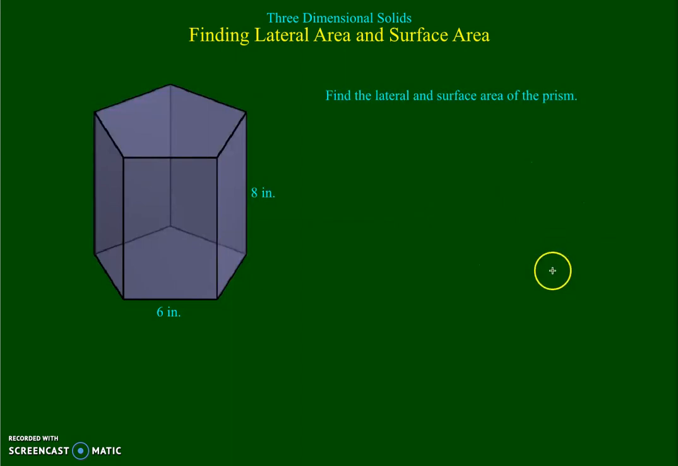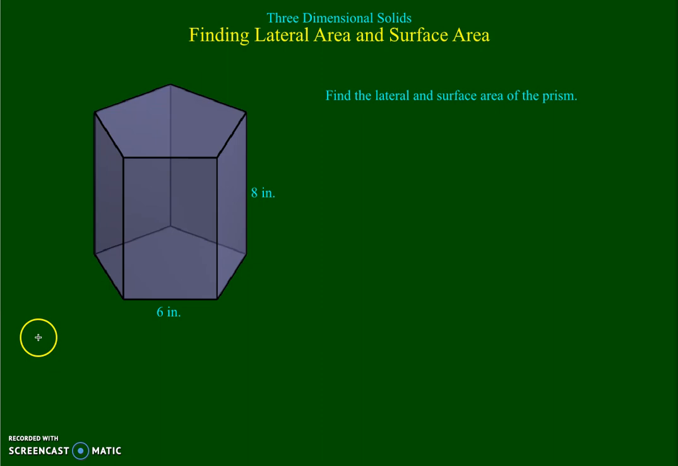In this problem, we have a regular pentagonal prism with a base length of 6 and a height of 8. Now this is going to require a bit more work because we're going to have to find the area of a regular polygon. And if you remember that from our last unit on finding areas of regular polygons, this is going to take a little bit extra work. So let's go ahead and start off by finding the lateral area, because that should be a little bit easier.